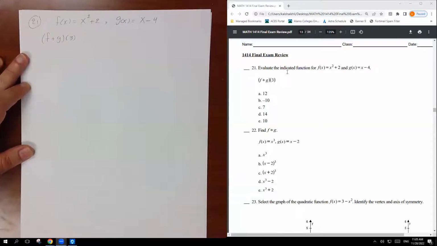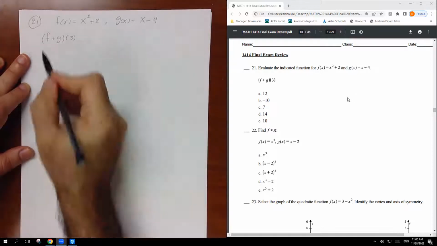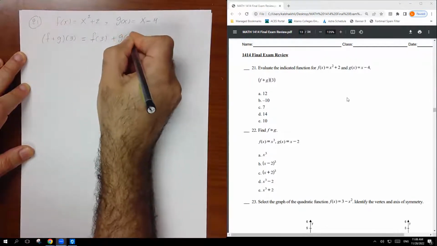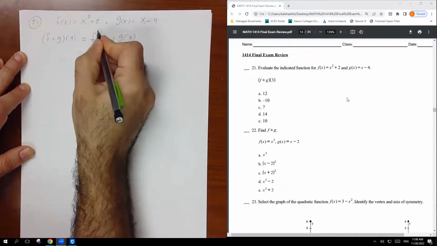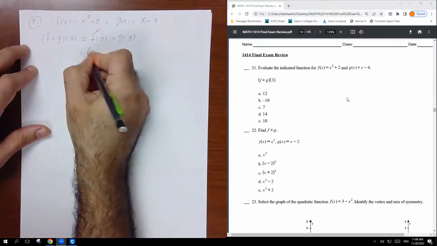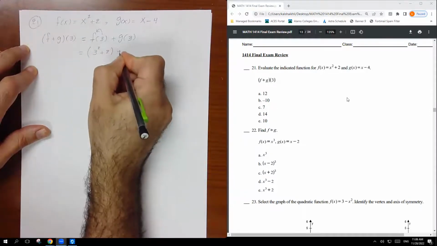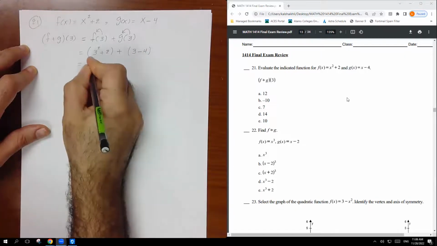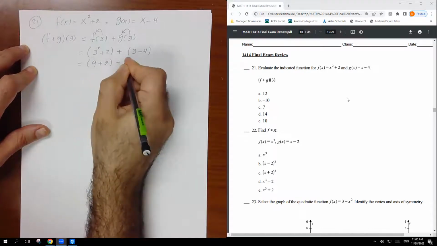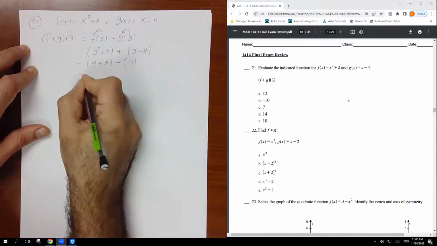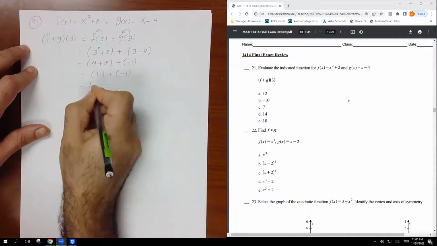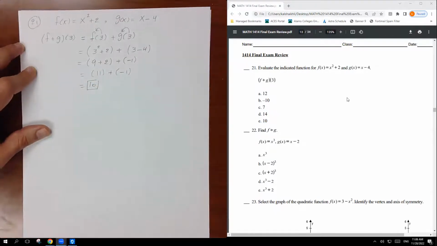For example 21, evaluate the indicated function. f of x equals x squared plus 2, and g of x is x minus 4. We need to find f plus g at 3, which is equal to f at 3 plus g at 3. f at 3 means you're going to plug in the 3 in the f function. So plug in the 3 here, which is equal to 3 squared plus 2, plus g of 3, plug in the 3 in the g function, which is 3 minus 4. So on this side it is going to be 9 plus 2, plus, and 3 minus 4 is going to be negative 1. That means 9 plus 2 is going to be 11, plus negative 1. And the result is going to be 10. That's it for this example. So you're just going to choose E.